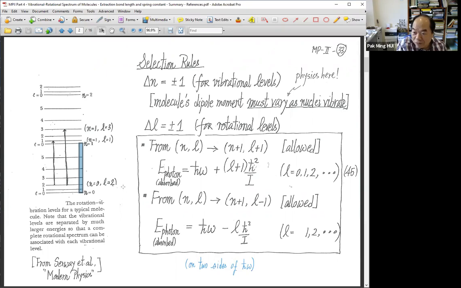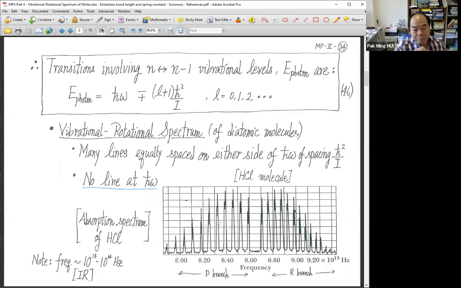Because you only have delta N equals plus 1, that's okay, but this delta L being 0 is not okay, all right? So that's why you don't have that, and neither do you have L equals 2 all the way to L equals 2. That will be another h bar omega situation, all right? So here, notice that it is h bar omega plus something, h bar omega minus something, okay? Putting the two answers together, you see that it is h bar omega with something, all right?